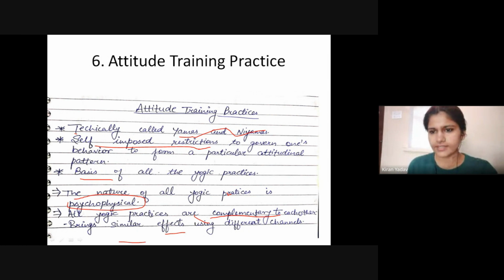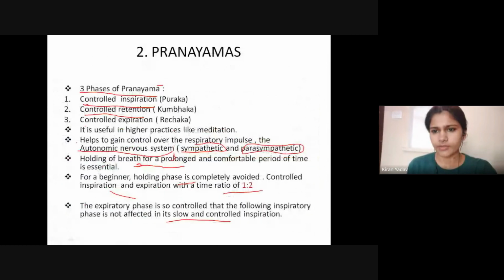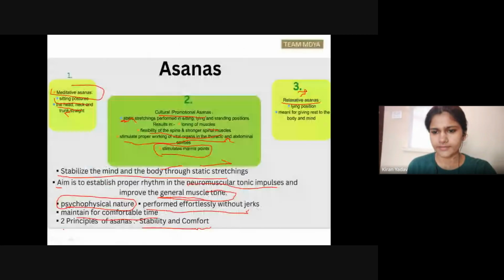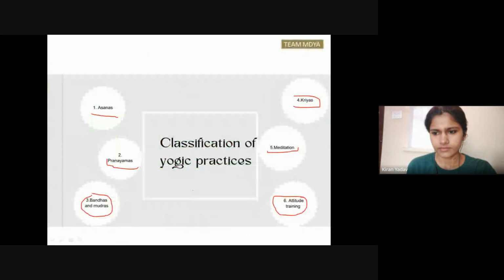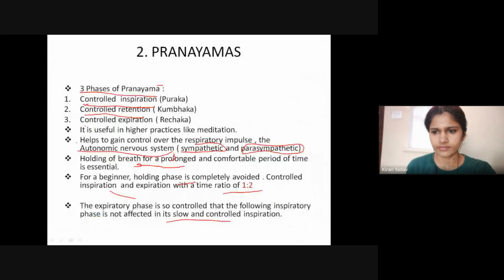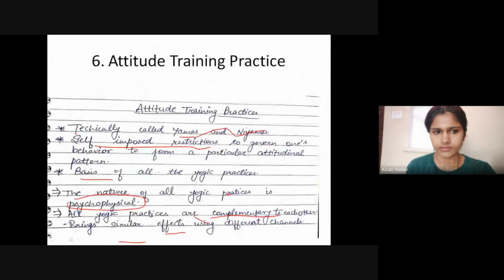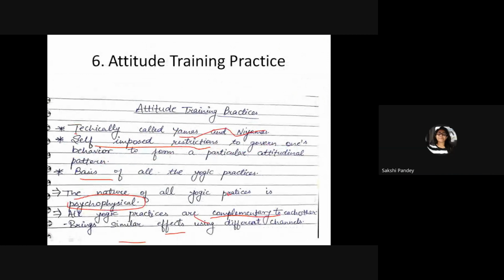These are the 6 classifications. If you have any problem in this, you can ask. Is this clear? Yes, okay, ma'am.